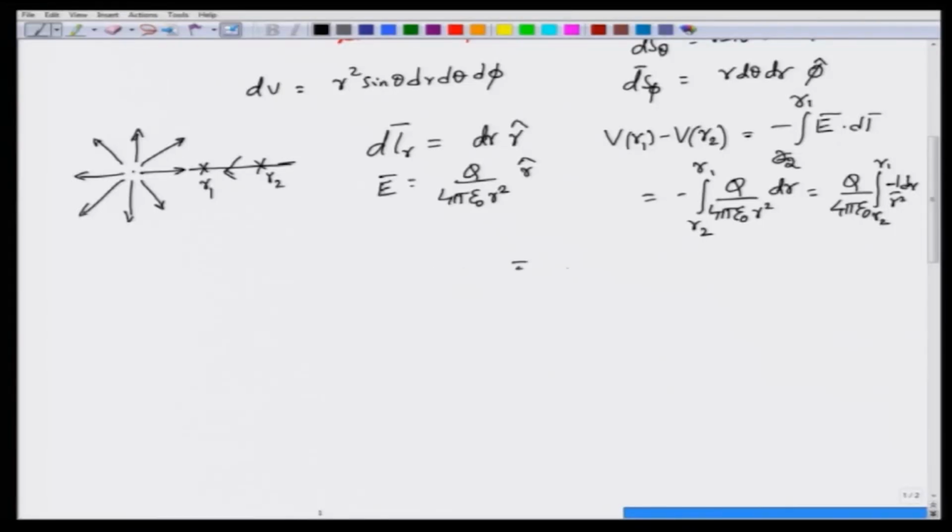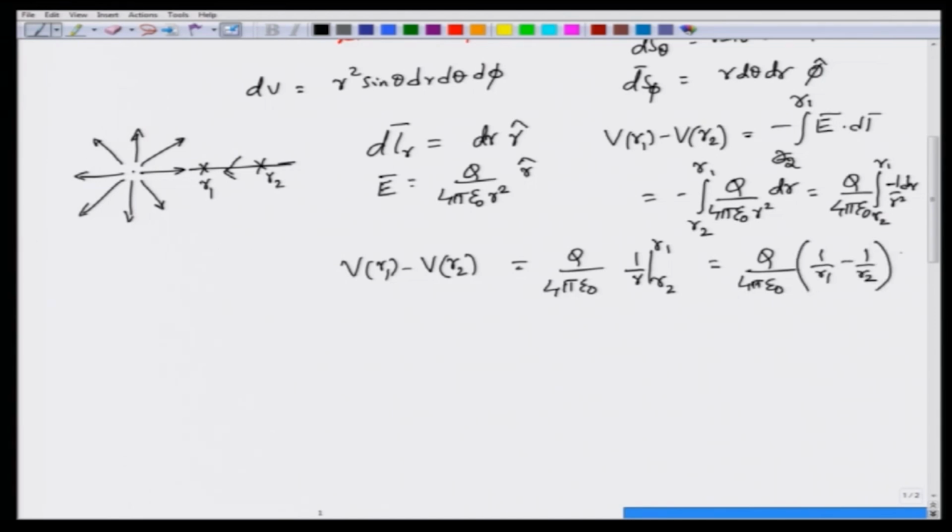So, the potential difference that you are going to get, V of r1 minus V of r2, is given by q by 4 pi epsilon 0 times 1 by r between r1 and r2, which will be q by 4 pi epsilon 0 times 1 by r1 minus 1 by r2. This is in volts. So, the potential difference is in volts.